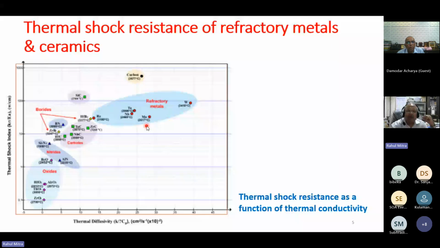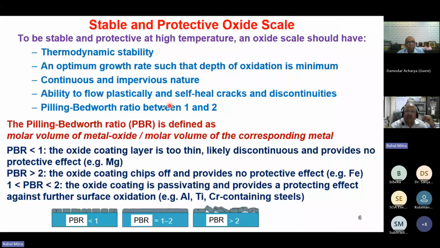So another property which is important is to form a stable and protective oxide scale, which will protect from further oxidation. In this case, what is important is the thermodynamic stability of the oxide scale that forms, and the growth rate should be optimum so that the depth of oxidation is minimum, and the oxide scale should be continuous and impervious in nature. When it becomes continuous and impervious, it will block the diffusion of oxygen from the atmosphere to the alloy underneath, and it will prevent further oxidation.